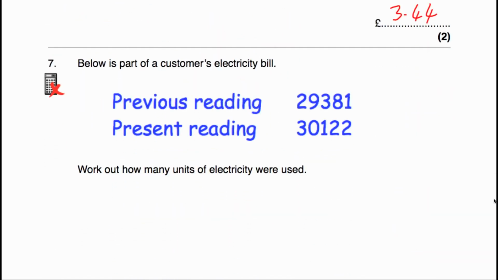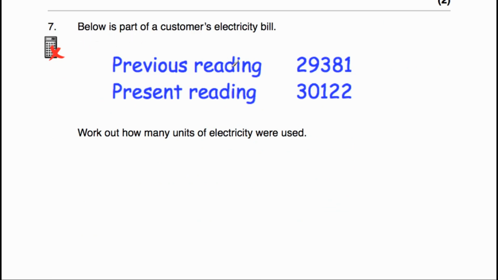Okay, question number 7. Question number 7 says, below is part of a customer's electricity bill, and it says previous reading 29381 or 29,381, and the present reading is 30122 or 30,122. And we're asked how many units of electricity were used.